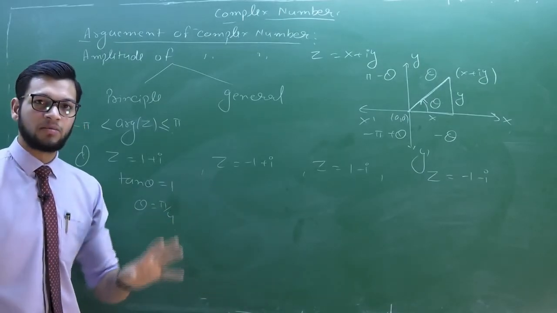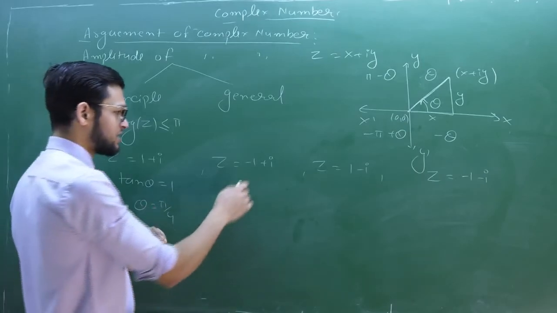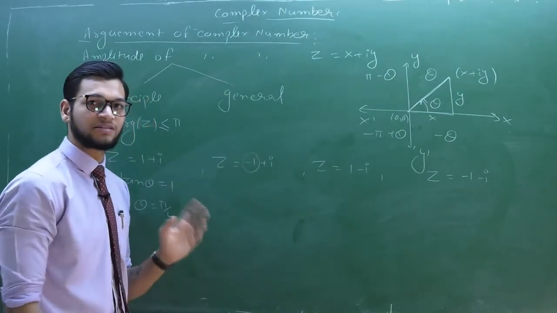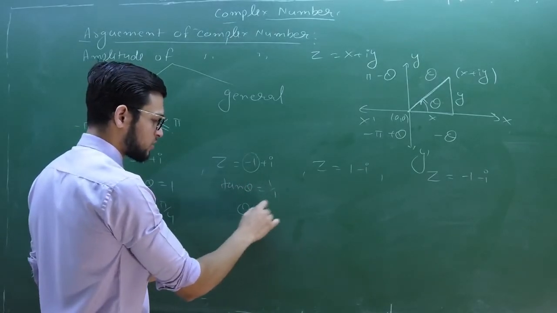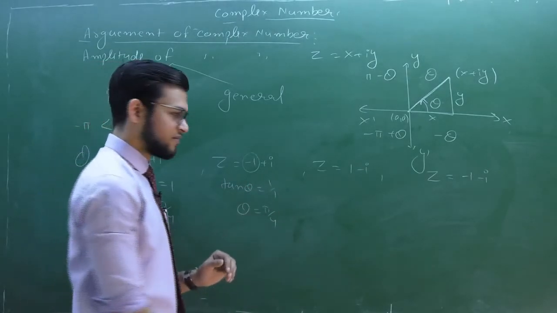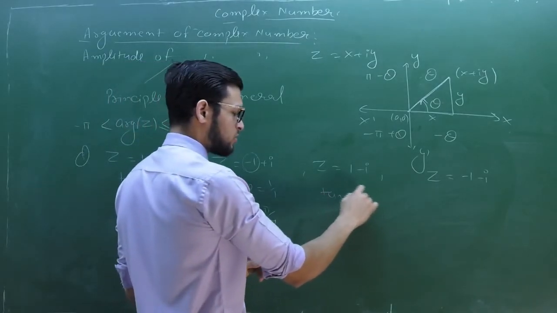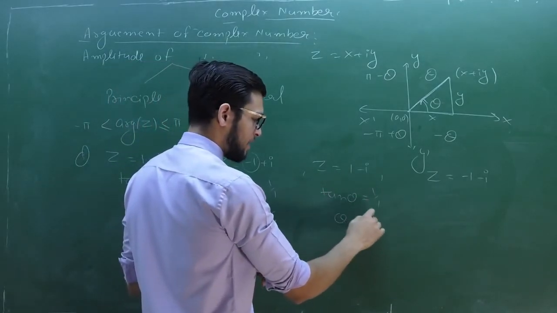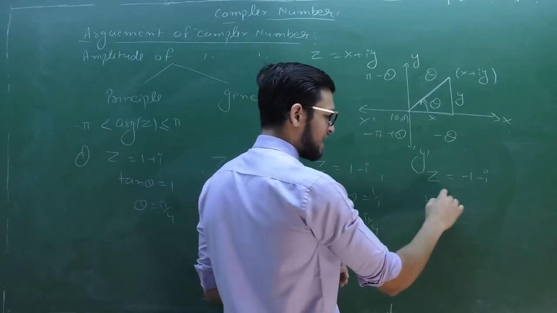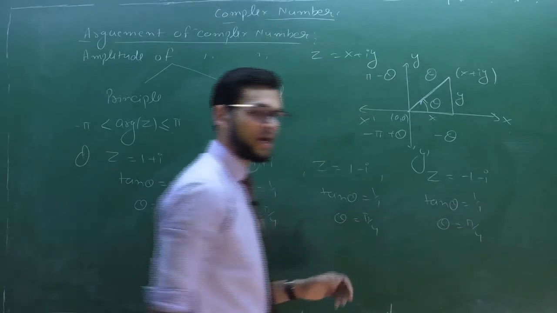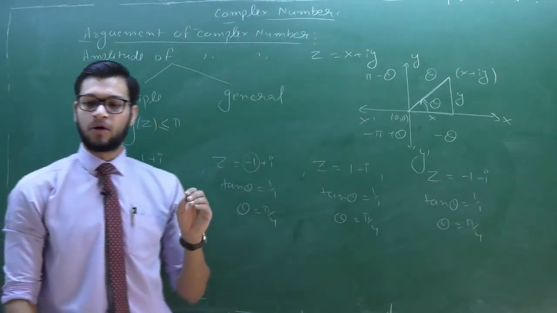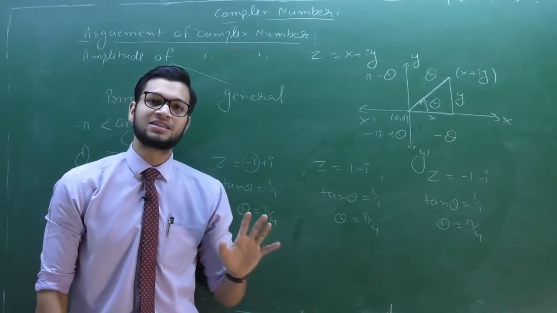In the second term we should consider the minus 1 as plus 1. So again tan theta is equal to 1 upon 1, so theta is equal to pi by 4. In the third one, again tan theta is equal to 1 by 1, so theta will be pi by 4. And in the fourth one, again tan theta is equal to 1 upon 1, so theta is equal to pi by 4. It means we just need to consider the positive real axis as well as the negative real axis.